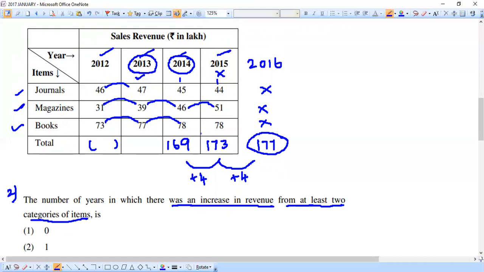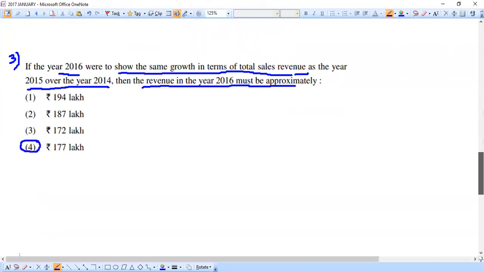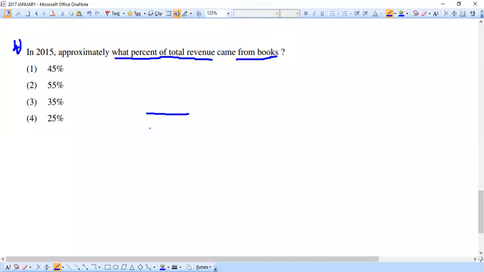For 2015, we have our total to be 173. And what about books? From books, the sales revenue obtained is 78 lakhs. So out of the total 173, books, which is 78, is going to constitute how much percentage?